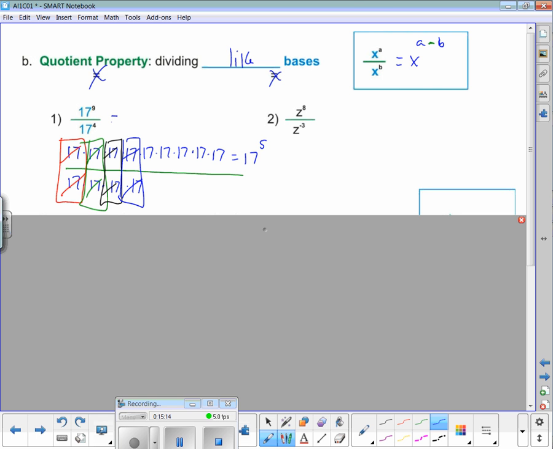So now if we go back to number 1 and show the rule step, we're going to have 17 to the 9 minus 4. Oh, this is so much quicker. Again, show the rule step. It helps your brain keep it straight. And sure enough, we get the same answer, 17 to the 5th, right? It's just a time saver.